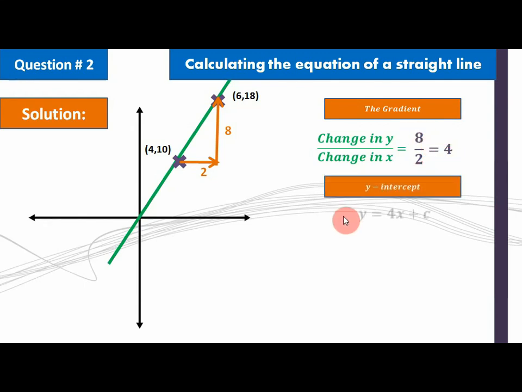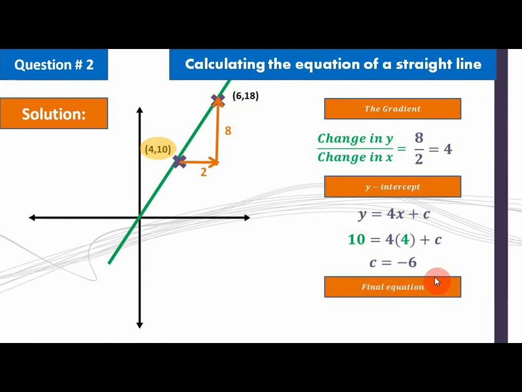Now we are going to calculate the y-intercept. The equation becomes y equals 4x plus c. Now we are going to put in any point, either this point or this point. So we are going to put this point 4 and 10. So 10 equals 4 times 4 plus c. 4 4s are 16, 10 minus 16 is equal to minus 6. So the y-intercept c equals minus 6. Now we write the equation y equals 4x minus 6.